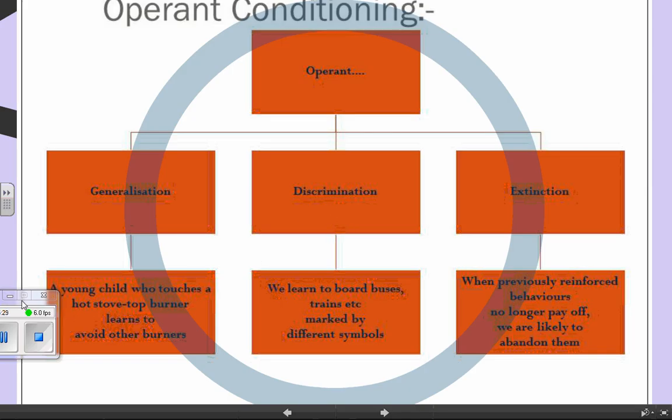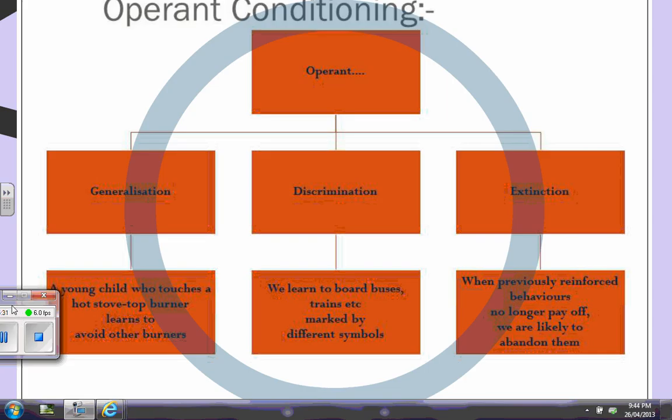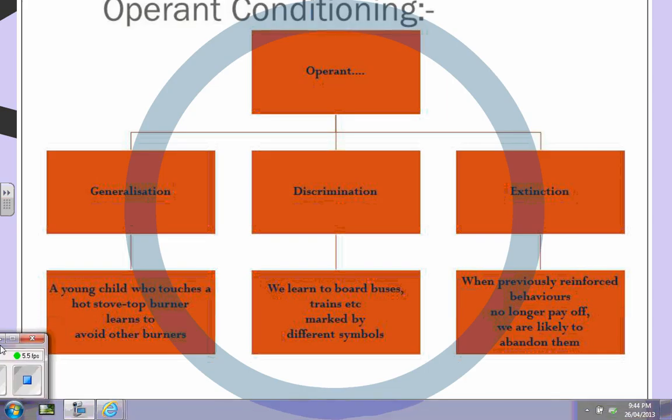And last but not least, let me move this. Generalization is when we learn from a specific behavior to apply it to other things. So I'm young, I'm touching the stove, I'm burned, and I'm not touching any burners anymore.